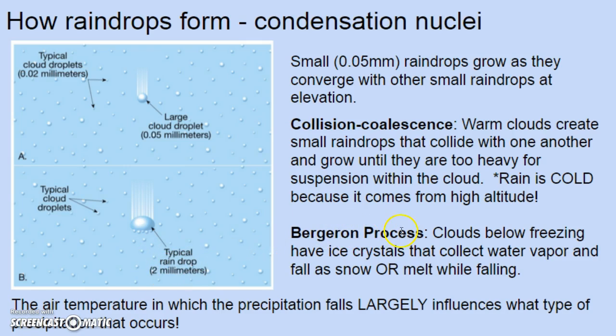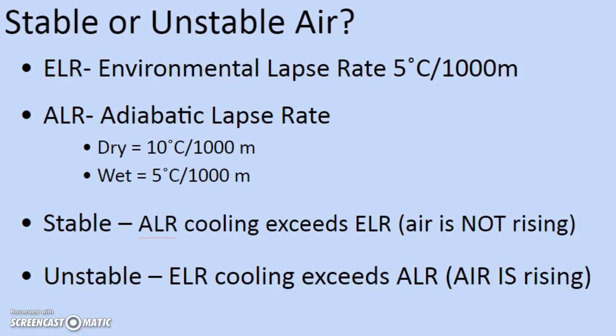The Bergeron process is where clouds below freezing have ice crystals that collect water vapor and fall as snow or melt while falling. Here's the key idea you need to take from this: the air temperature into which the precipitation falls largely influences what type of precipitation occurs. So you can have ice droplets way up in the clouds, but as they fall through the atmosphere, they can actually warm up if the atmosphere is above freezing, and they can form rain droplets as they fall.